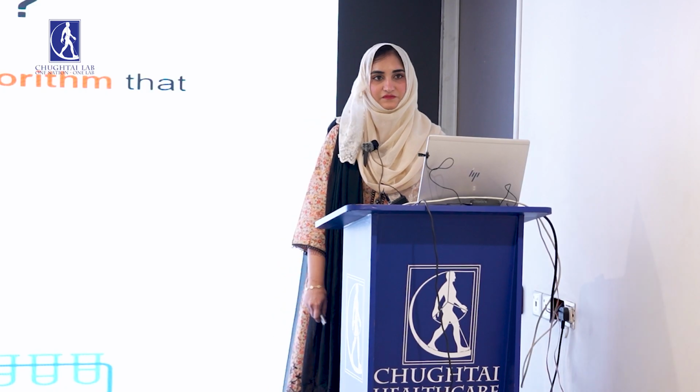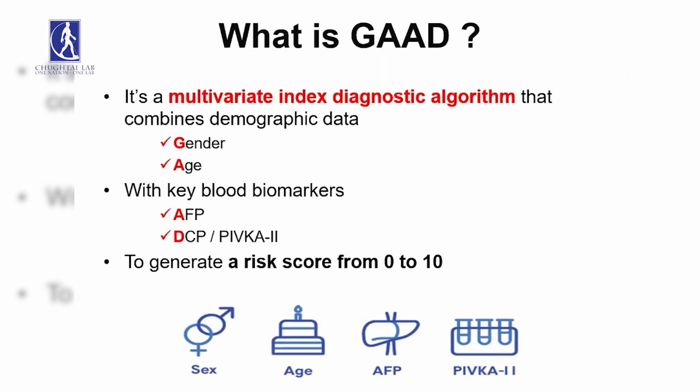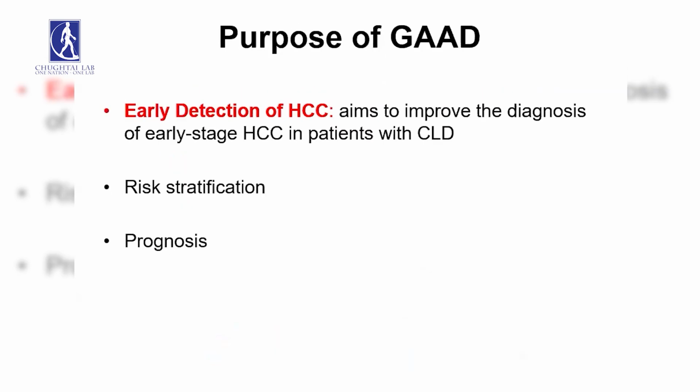It is a multivariate index diagnostic algorithm that combines demographic details like gender and age with key biomarkers, including alpha fetoprotein or DCP, to generate a risk score from 0 to 10. The purpose of GAAD is early detection of hepatocellular carcinoma, aiming to improve the diagnosis of early stage hepatocellular carcinoma in patients with chronic liver disease, risk stratification and prognosis.